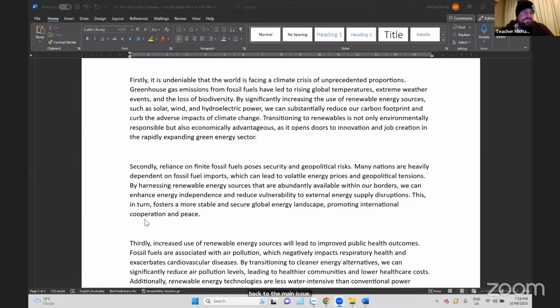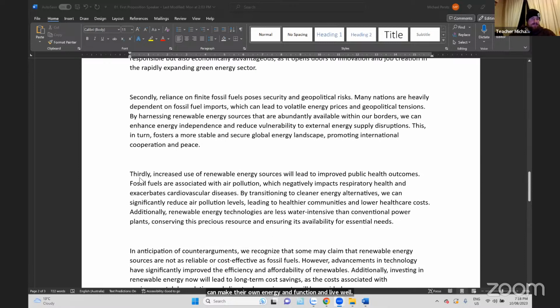This in turn fosters a more stable and secure global energy landscape. So if every country relies on itself to provide its own energy, then we're going to have a lot more stable planet, because nobody kind of has any power over anybody else. Everybody can make their own energy and function and live well.